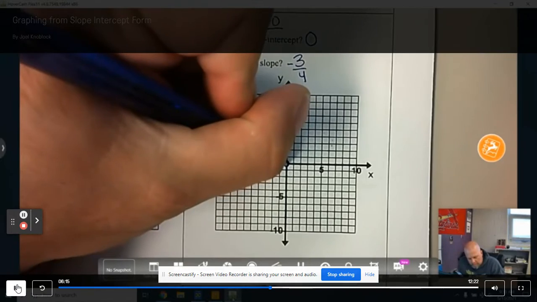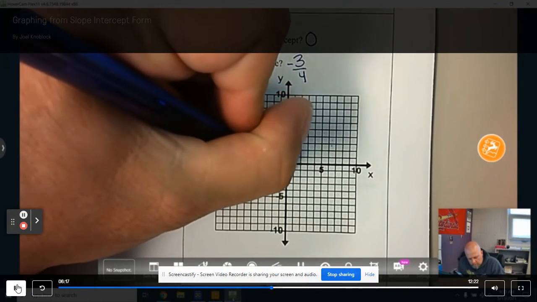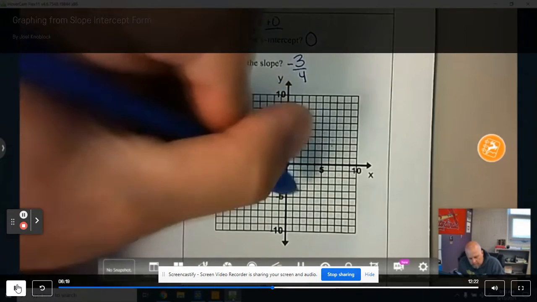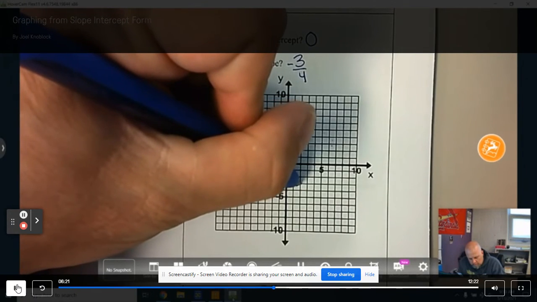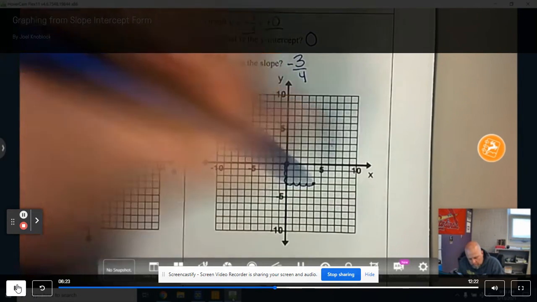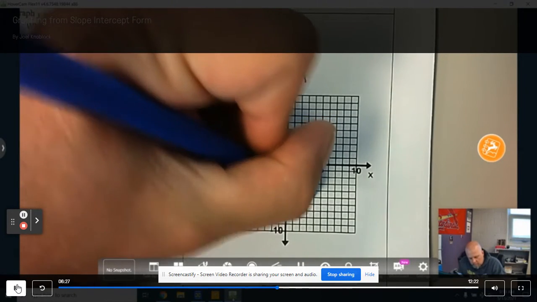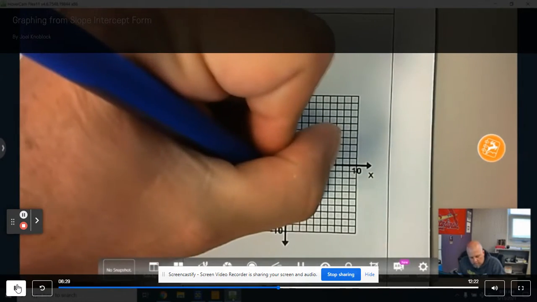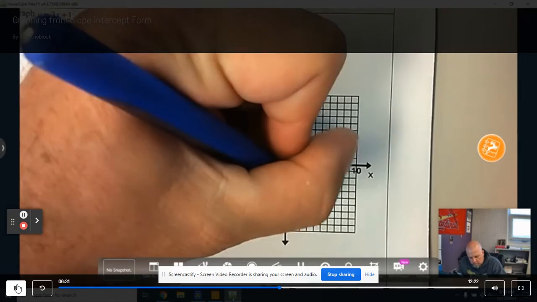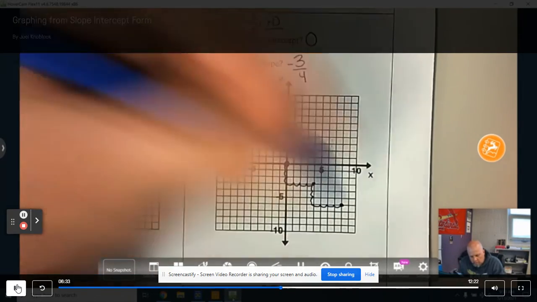Okay, I have a negative slope, so I'm going to drop 3. 1, 2, 3. I'm going to run to the right 4. 1, 2, 3, 4. Okay, I need to repeat that process. Drop 1, 2, 3, and then run to the right 4. So 1, 2, 3, 4. Put your point.